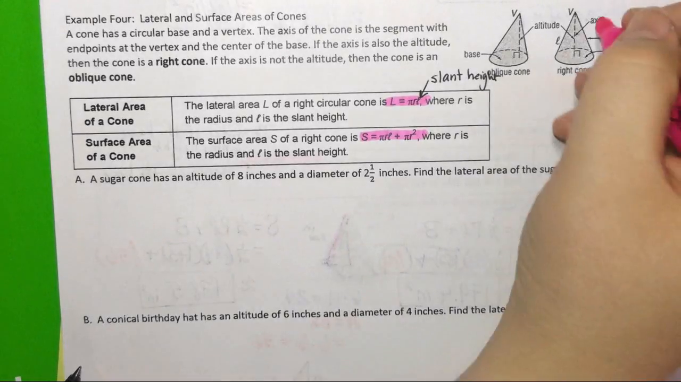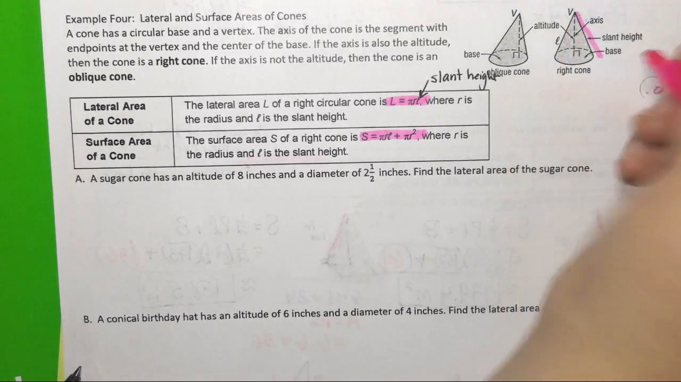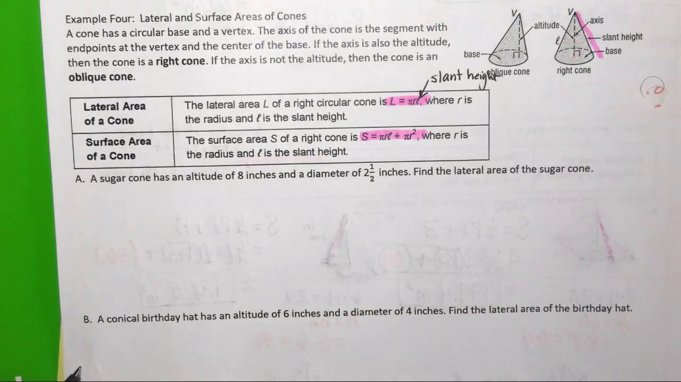So notice that slant height is still on the side of the cone the way it was on the side of the pyramid. It's not going directly through the middle of the cone. It's on the actual edge. So if I had a cone in my hand, it would actually be on that crispy edge.